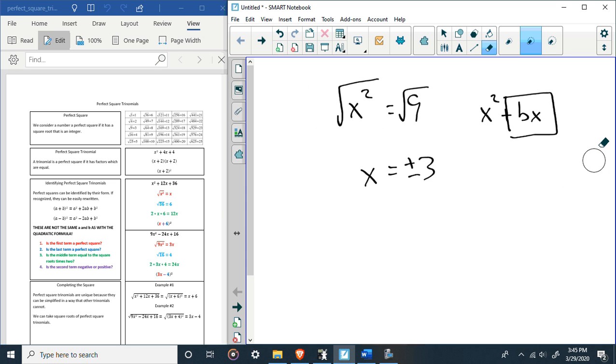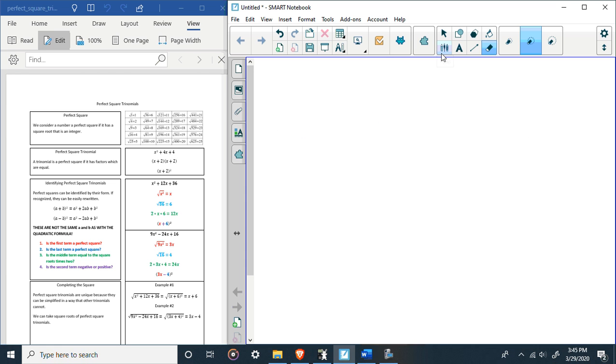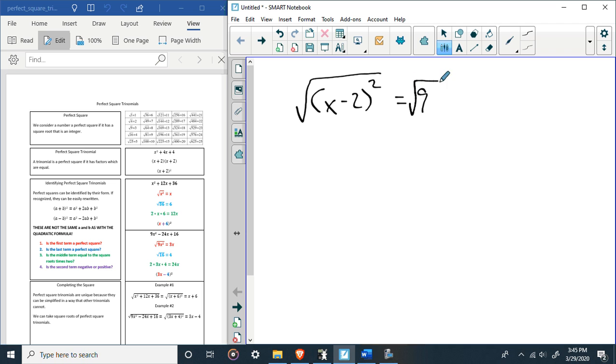What if I said this? What if I said x minus 2 squared was equal to 9? Well, here, I can still take the square root, right? I can still say that the square root of x minus 2 squared is x minus 2. The square and the square root undo each other, right? And I'd have two things over here. I'd have positive and negative 3, right? And then I could say, well, x minus 2 is equal to 3. And I can say x minus 2 is equal to negative 3, right?